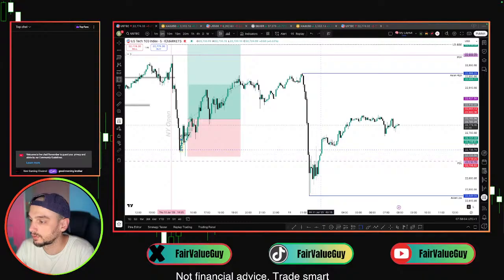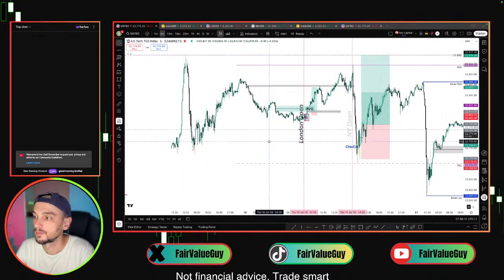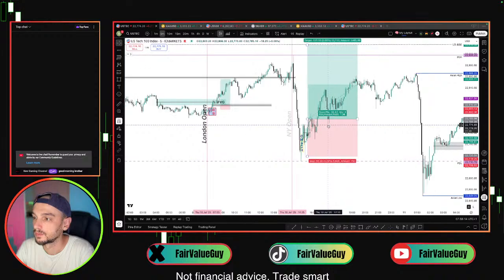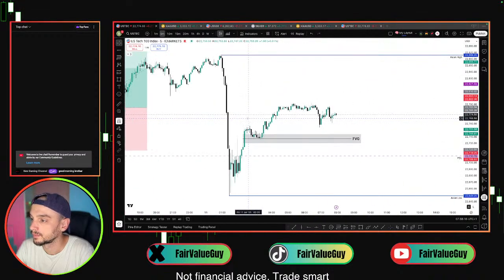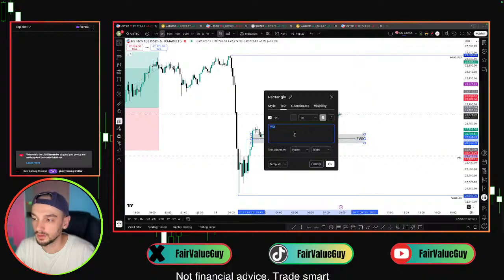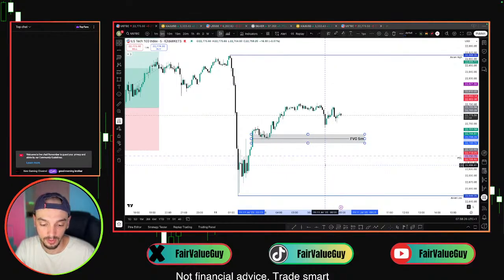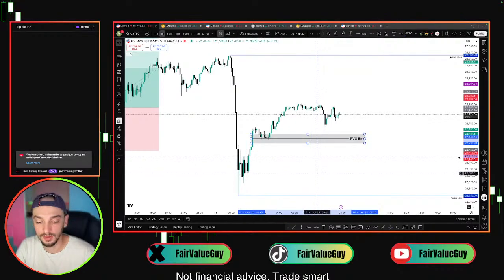I see one important fair value gap here. It's on the 5 minutes. London session consideration. Yeah, I think the same. I think the market is going to be slow. Yes, 4, 5, 4 target bears. Yeah, I think the same.